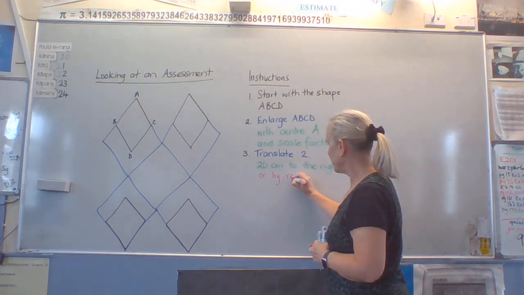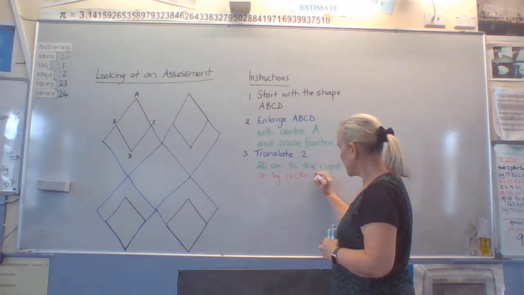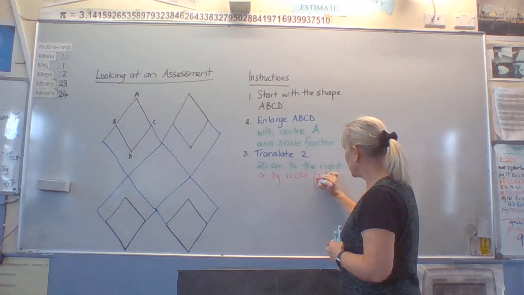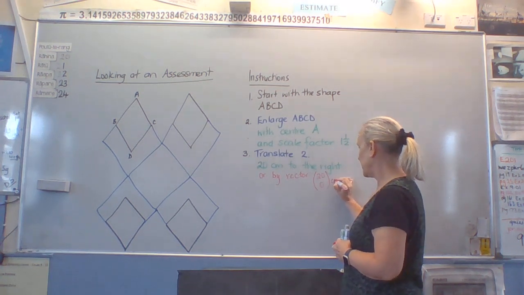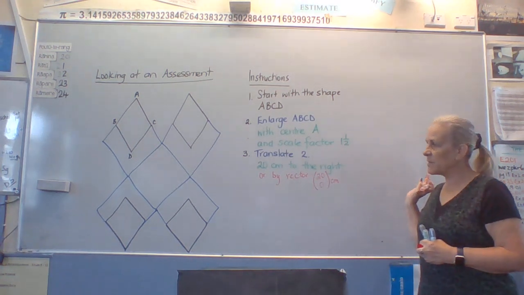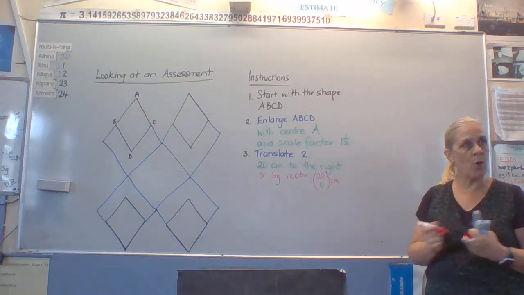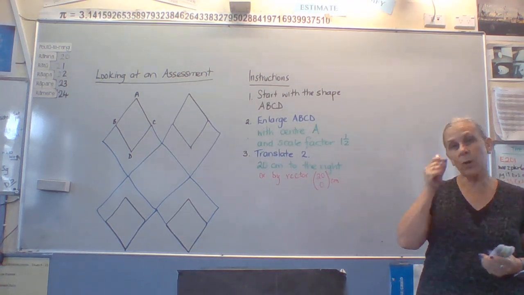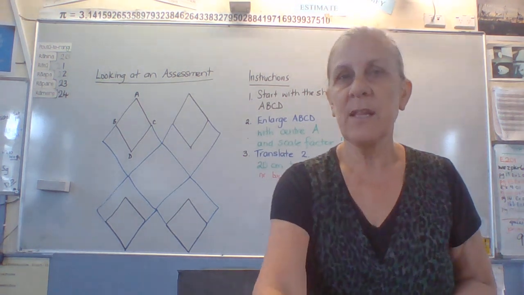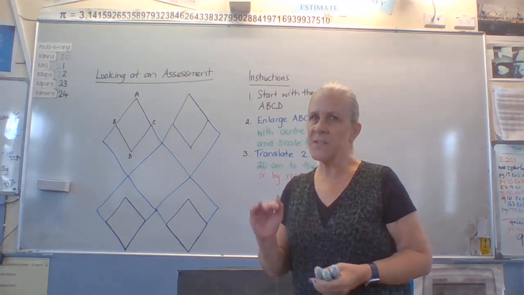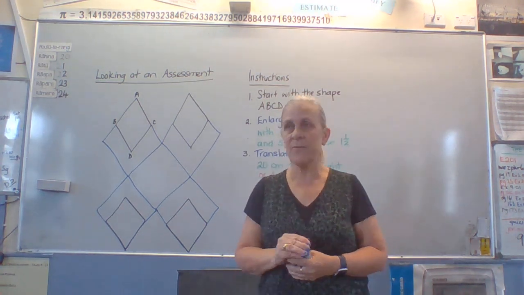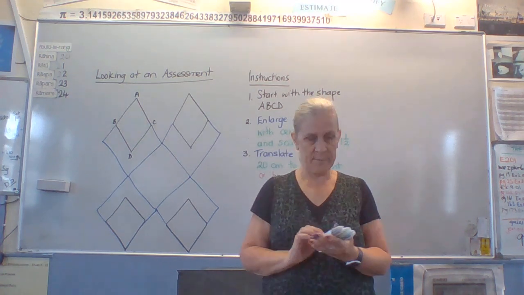Now, if I'm trying to be tricky and be excellency, I could say, or by the vector 20, 0. Right, 20 centimetres to the right, 0 up and down. That's showing a little bit more knowledge. Okay, don't have to have that. Don't even have to have that for excellence, but I could show it.